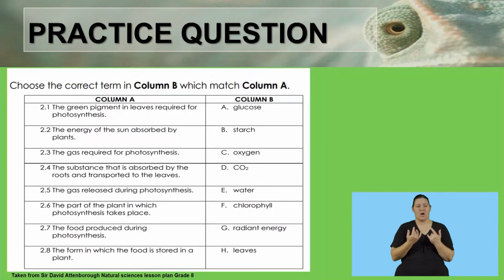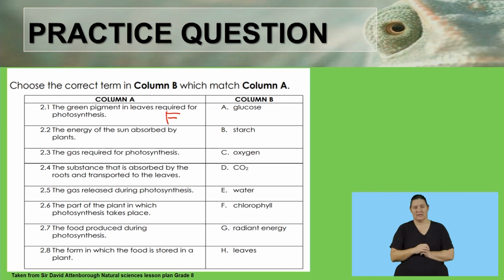Right. So for 2.1, the green pigment in the leaves required for photosynthesis. We have A, glucose, B, starch, C, oxygen, D, CO2, which is carbon dioxide, E, water, F, chlorophyll, G, radiant energy, and lastly we have H, which is leaves. So the green pigment obviously is chlorophyll. Yes, so 2.1 is F. Nice.